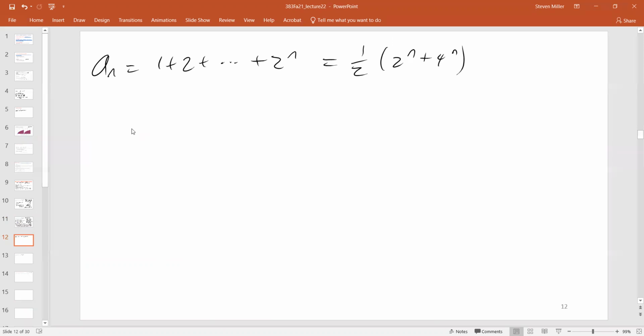What can I factor out of 2 to the n plus 4 to the n? 2 to the n. So I get 1/2 2 to the n times (2 to the n plus 1). That's the answer. We just proved the answer, in the very special case when n is a power of 2, but we actually proved the formula. Unfortunately, this proof fundamentally uses the fact that we're looking at powers of 2. But this is a really powerful technique.